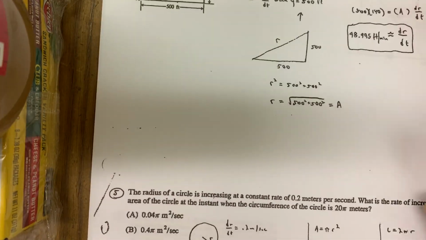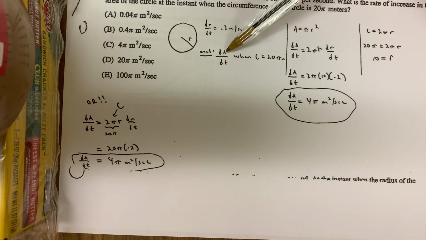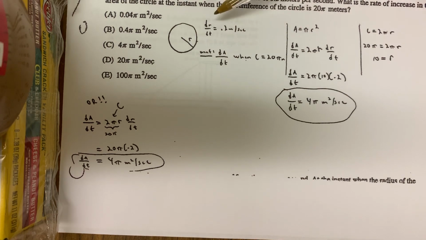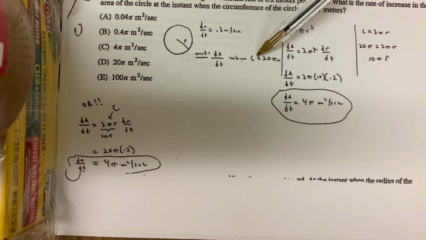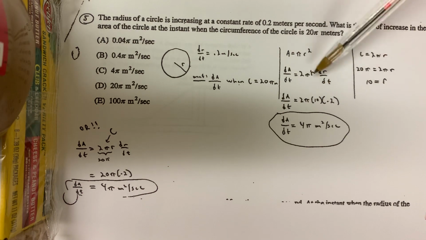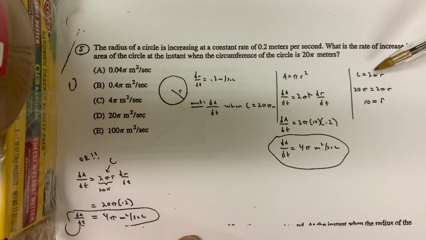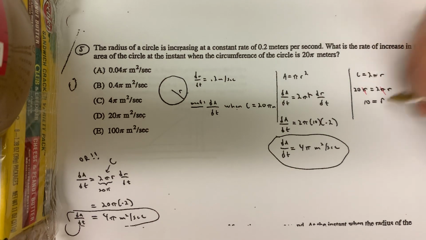Sorry, stuff is out of order here. Number 5 was cool because they wanted to know the rate of increase in the area of a circle. So they wanted dA over dt. They told you what dr over dt was, but they told you dA over dt at the instant when the circumference is equal to 20 pi. So after you set up your area function, you differentiate both sides. You're like, what the heck is r at this particular instant when the circumference is 20 pi? Well, you could easily just actually solve for r using your circumference formula. When circumference is 20 pi, what is r equal to? So it's not really that bad.